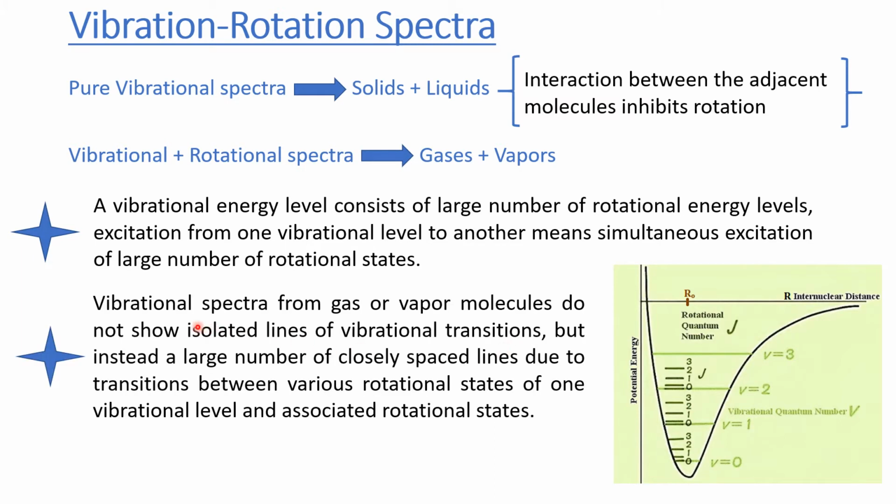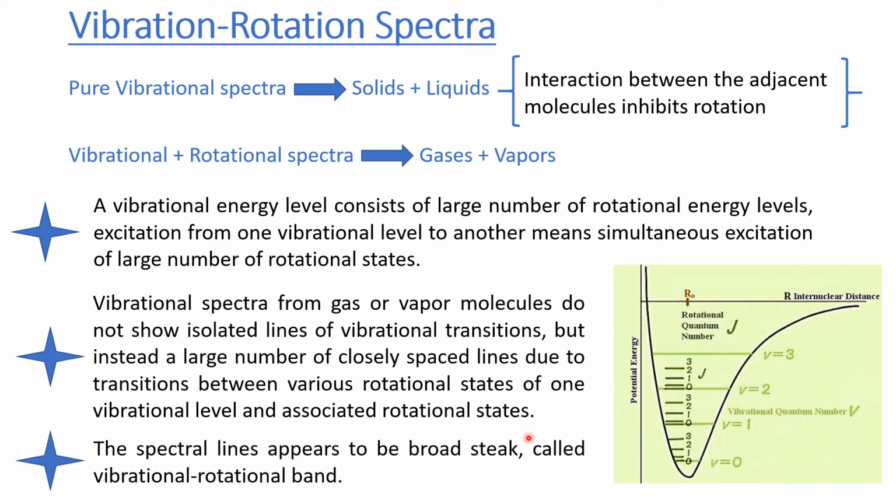So the vibrational spectra from gases or vapor molecules do not show isolated lines of vibrational transition, but instead a large number of closely spaced lines due to transitions between the various rotational states of one vibrational level and the associated rotational states of the other vibrational level. That is why the spectral lines appear as broad bands. We call them the vibrational-rotational band.